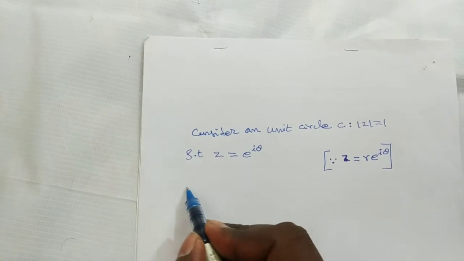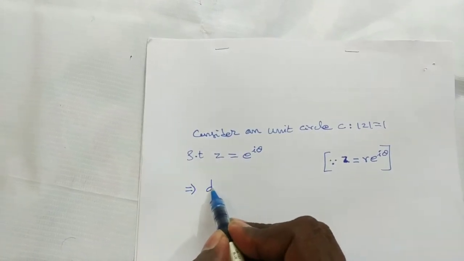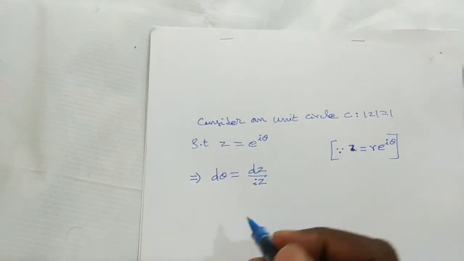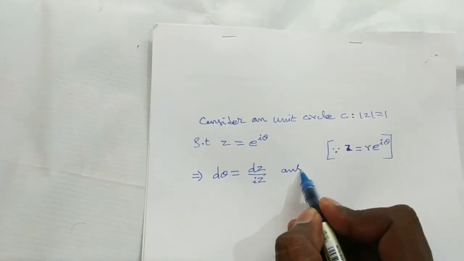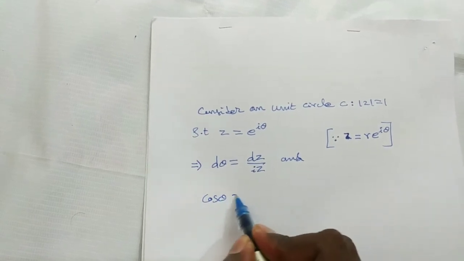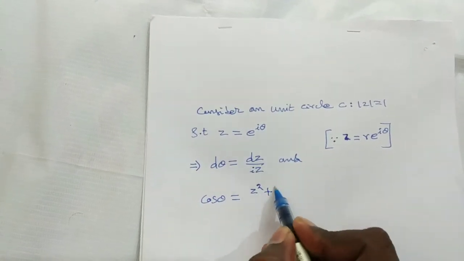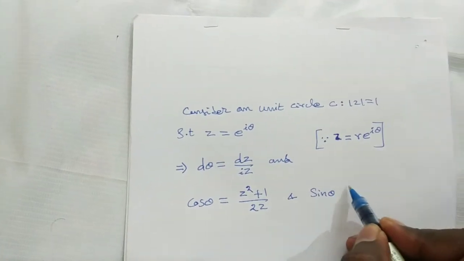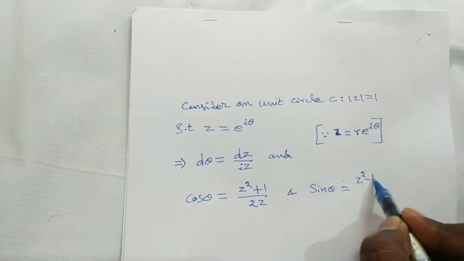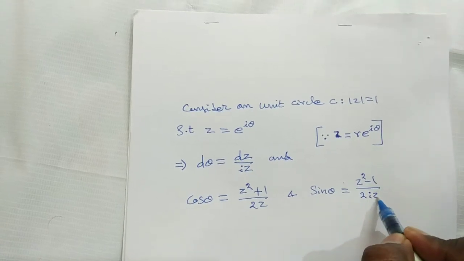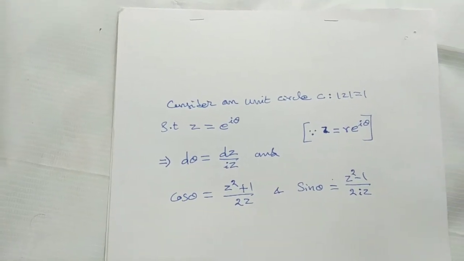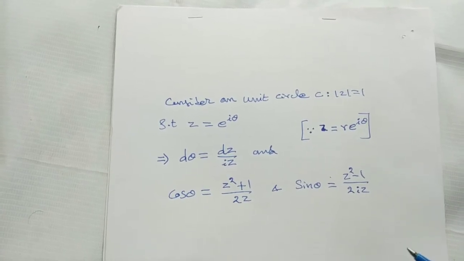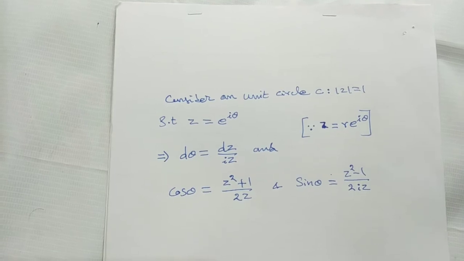From this you can write dθ = dz/(iz), and cos θ = (z² + 1)/(2z), and sin θ = (z² − 1)/(2iz). If you want the proof for this, refer to the video on the definition and working rule for contour integral. The link is available in the description box.